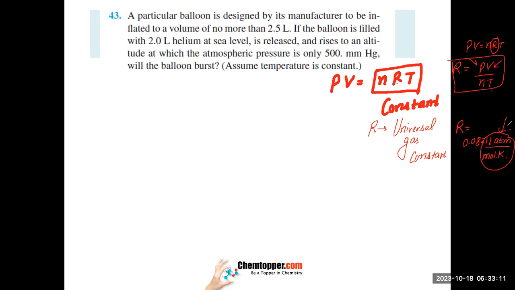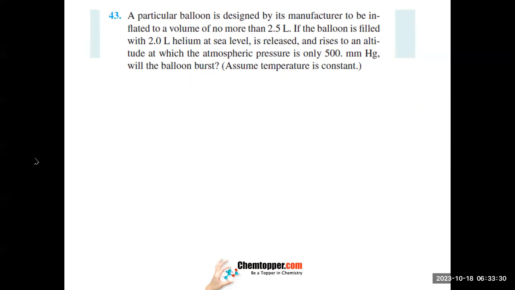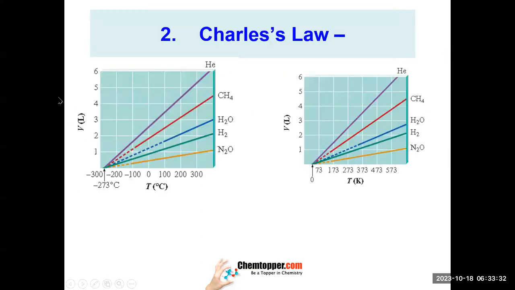Okay, so we did this last time and we derived different equations. One of the equations was Boyle's law, that is P1V1 equals P2V2, and we discussed the graphs and everything. Today we are going to discuss the other different equations. The next equation is Charles' law. And this is the graphical representation.